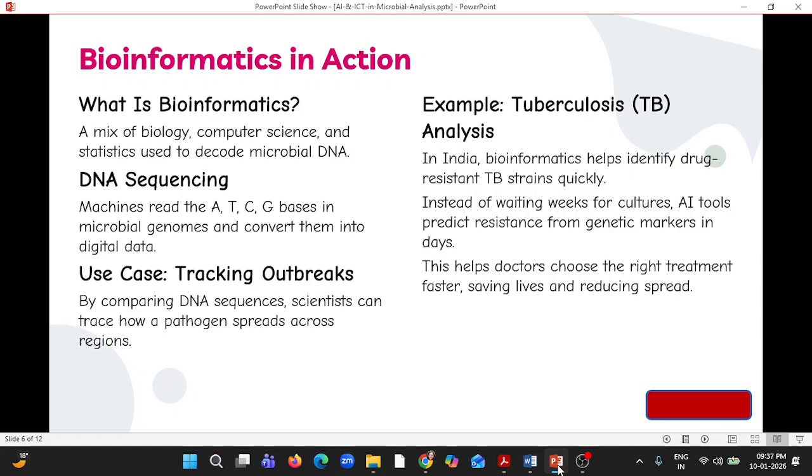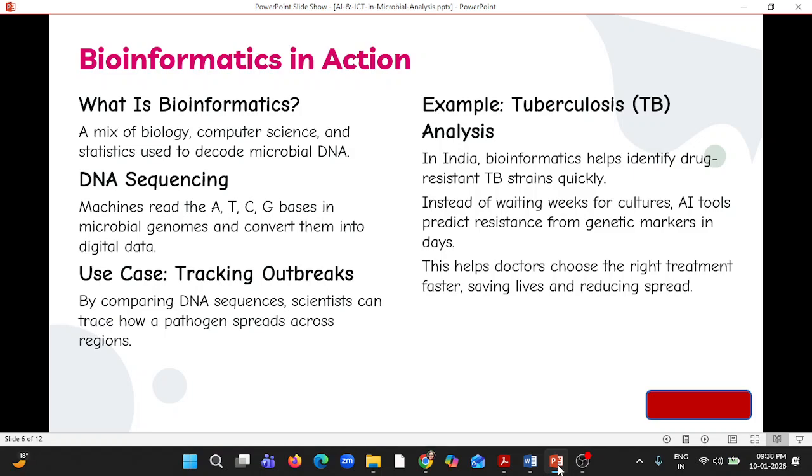By comparing DNA sequences, scientists can track how pathogens spread across a region. By comparing DNA sequences from different patients or locations, scientists can identify whether infections are caused by the same strain. They can trace how pathogens spread across regions or communities, and detect sources and transmission pathways during an outbreak. This is especially helpful for controlling infectious diseases.